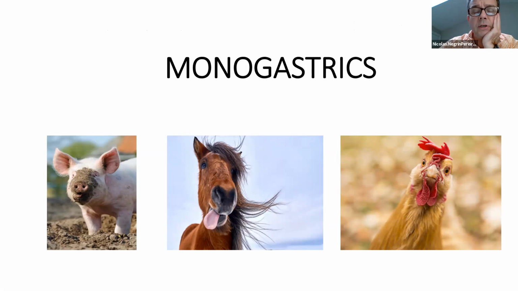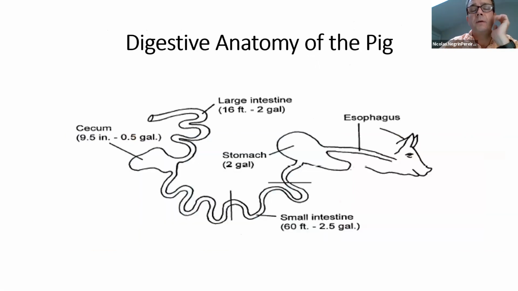So let's talk about monogastrics. Well, this is a typical diagram of a monogastric. Most of the time we use the pig as a model. We have the esophagus, which communicates with the stomach through the cardia, and then the stomach with the small intestine through the pylorus, followed by a small intestine of about 60 feet or 2.5 gallons of volume. And then we have the ileocecal valve, which is a kind of sphincter that controls the passage of food from the ileum to the cecum of the animal.